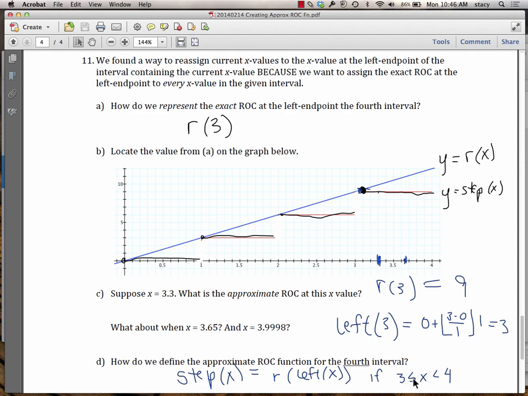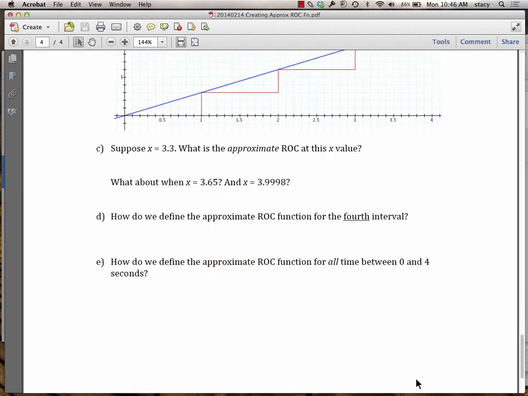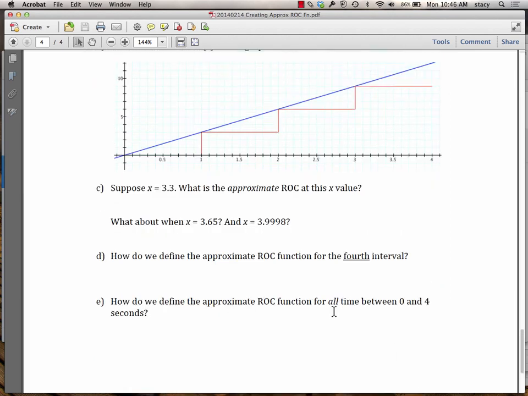But if I want it in general, how do we define our approximate rate of change for all time? Do I have to work that hard? So now I want my approximate rate of change function for all time between 0 and 4.